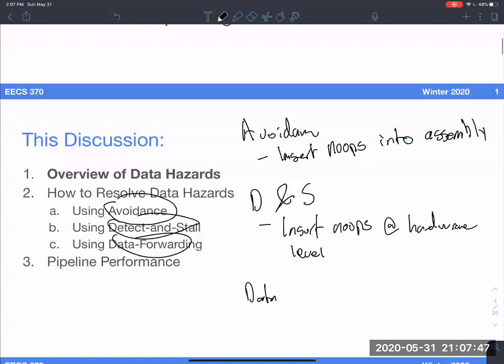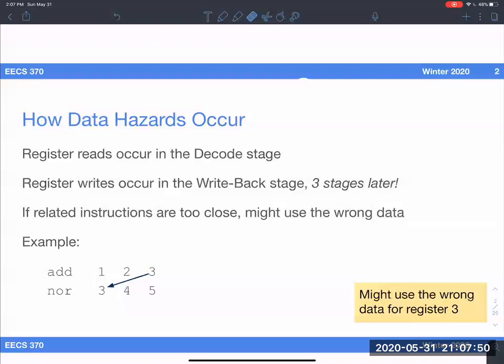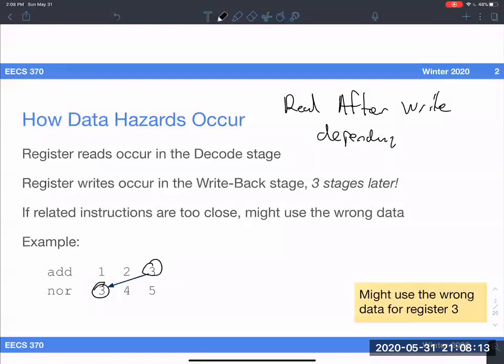So how do data hazards occur? Data hazards occur after we have a read after write dependency. We can see in this example, add 1 2 3 writes register 3, and register 3 is being read by nor 3 4 5. We wrote to register 3 in the add instruction, but we read that register immediately after. The problem occurs because we might be using the wrong data for register 3.